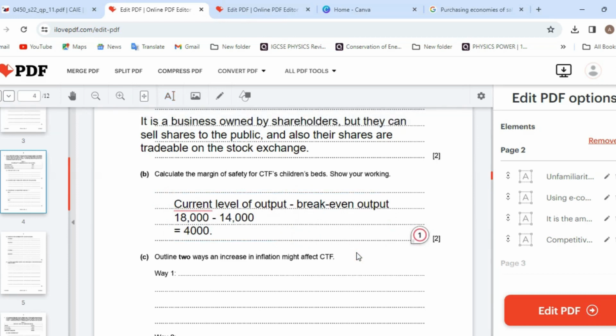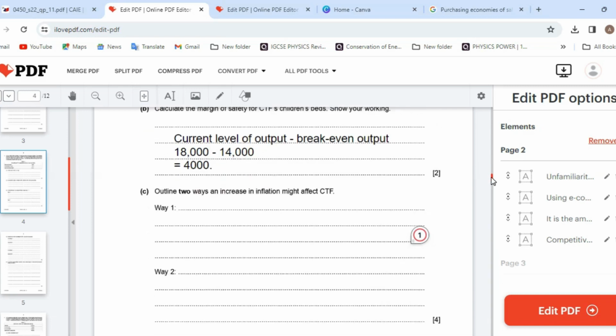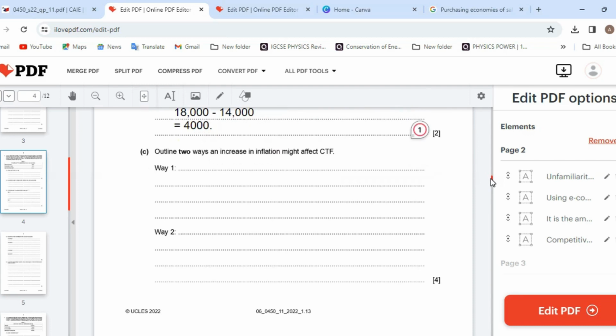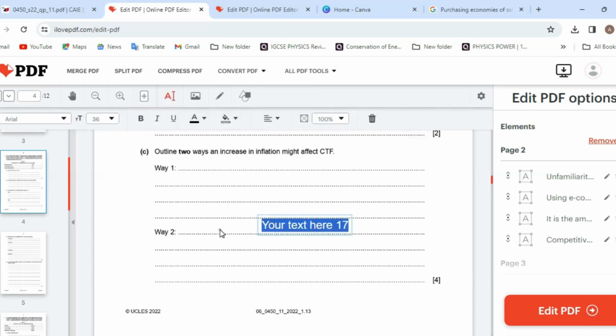Now we've answered that. Let us move to question 2C. Question 2C says, outline 2 ways an increase in inflation might affect CTF. Of course, the first one that will come to your mind is the increase in the raw materials that she will use to manufacture the bed. The first way and the second way.